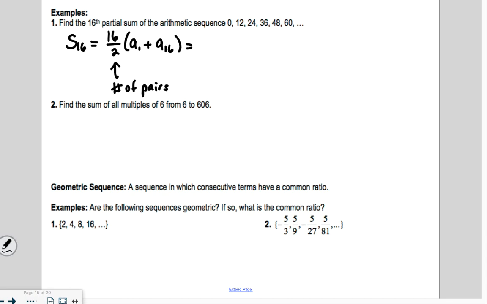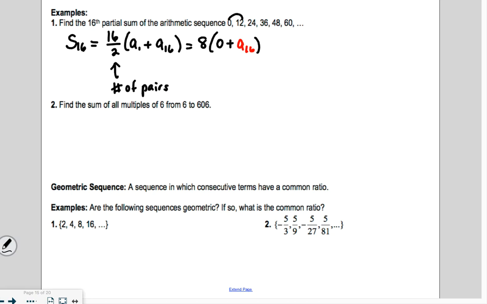So we start doing this, and we're like, okay, we got 8. We got the first term as 0. But then we have an issue because we don't know the 16th term. Do you see my dilemma? What do I do? Find the 16th term. Isn't that what we were just doing?